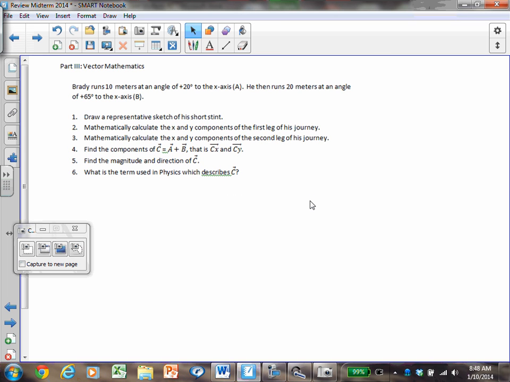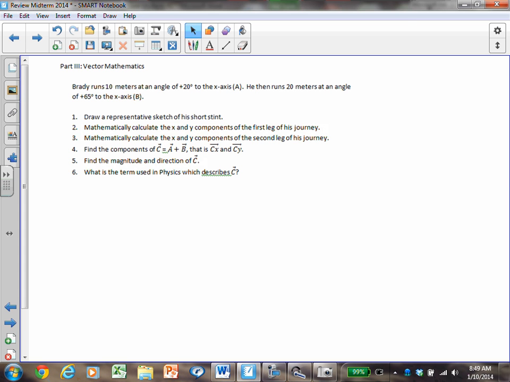Vector mathematics. The one prior I did graphically. Remember, you could do them graphically with a scale and a protractor and a ruler. But we also need to know how to do them mathematically. It says here that Brady runs 10 meters at an angle of plus 20 degrees to the x-axis. We'll call that A. And he then runs 20 meters at an angle of plus 65 degrees to the x-axis. We'll call that B. Draw a representative sketch of his short stint.